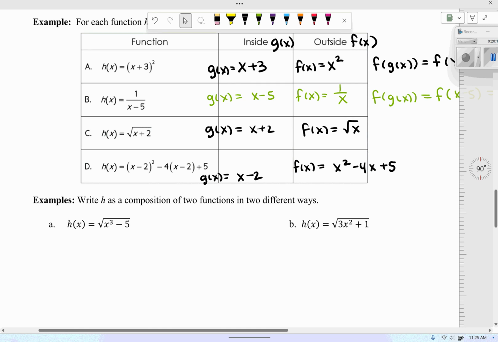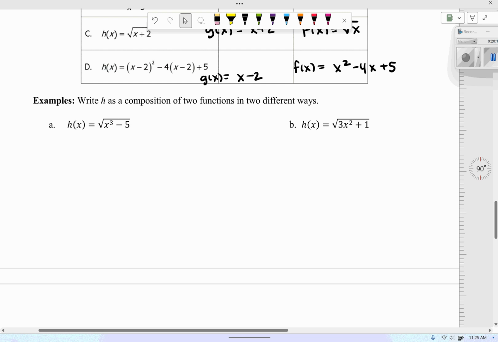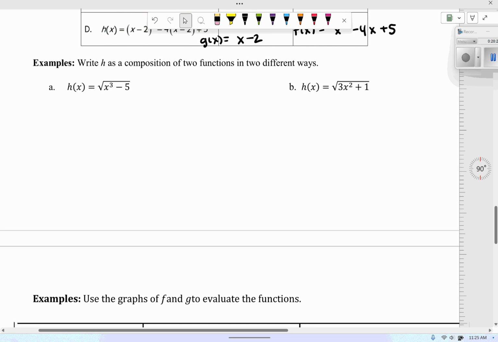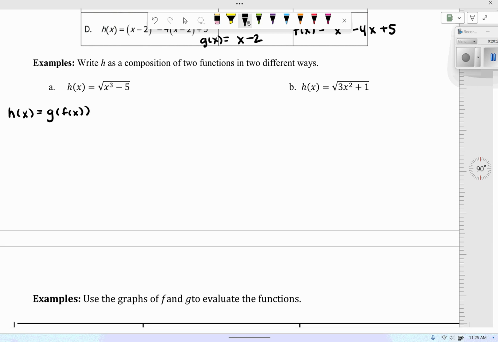So it says, write h as a composition of two functions in two different ways. So we're going to see if we can do this in multiple ways. So we have to make up our own composition. So I'm going to write it over here. We're going to do h of x equals g of f of x. So the inner function is f of x. So one way we can do this would be if f of x was equal to x cubed minus 5, then think about what g of x would have to be equal to. So g of x would then have to be the square root of x, because if we plug this into x here, we would get h of x.